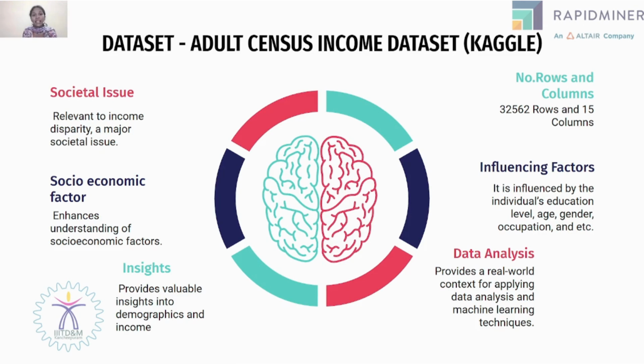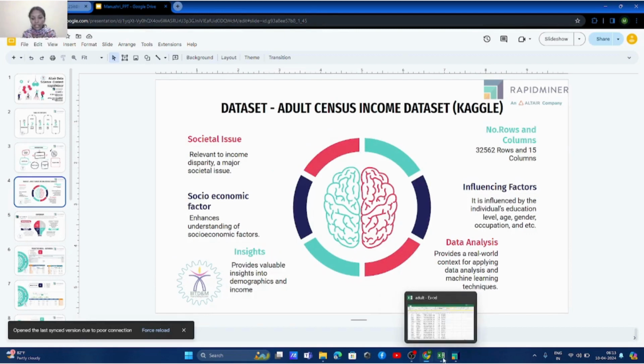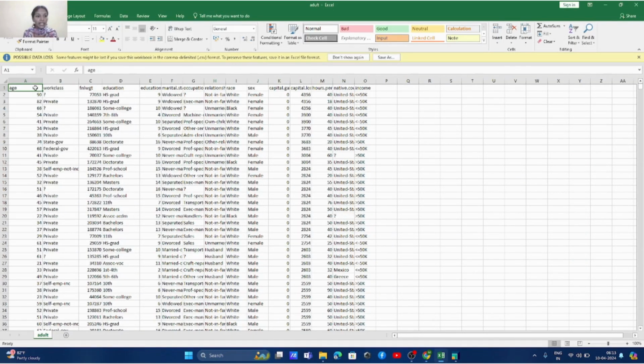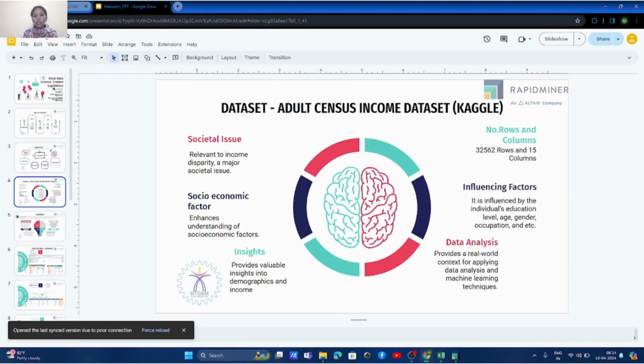By analyzing the factors which are influencing individual income, we'll be able to increase the economic growth of a country or of an individual, which will eventually lead to an increase in the per capita income of a country. So let's have a quick look at our data set. So this is our data set. It consists of 15 columns and 32,562 rows.